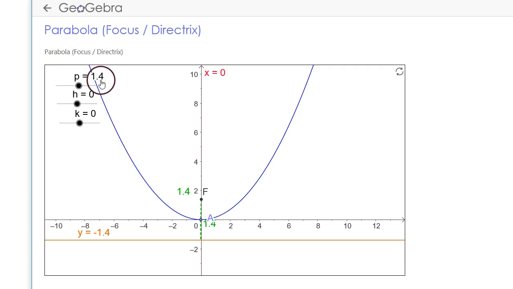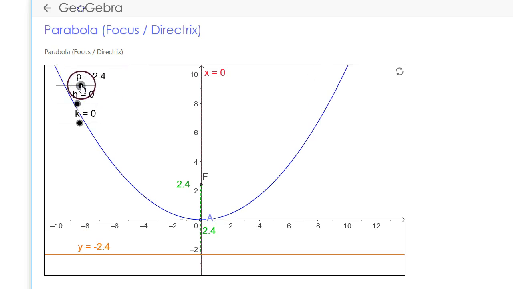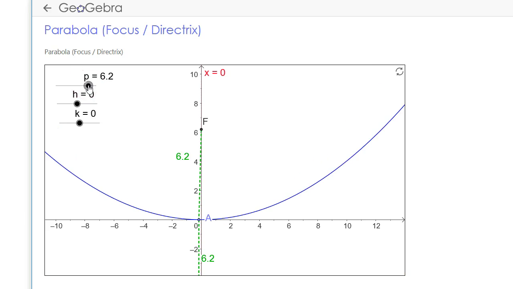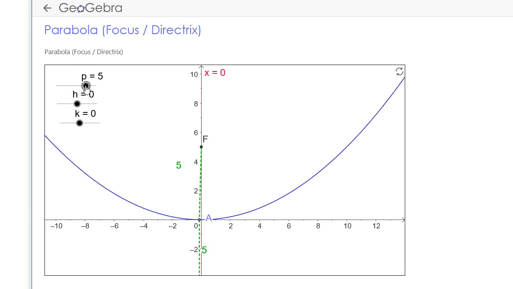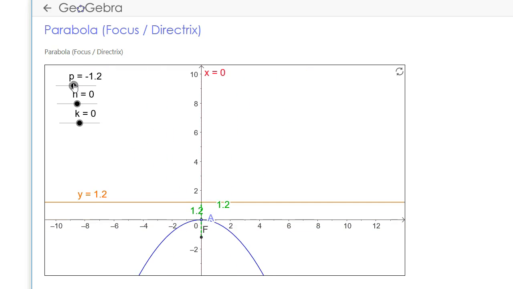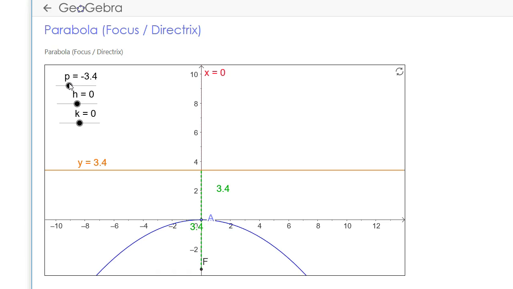This animation gives the variable P, and we can control the value of P with this slider. So as the distance increases between point A and point F, look what's happening to the parabola. It's widening. If I drag it back towards this direction, it gets narrower. What do you think will happen when P becomes negative? The parabola flips upside down and goes downhill. We saw those kinds of parabolas in an earlier chapter.